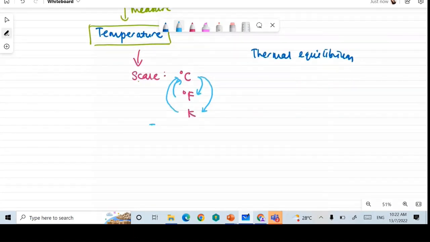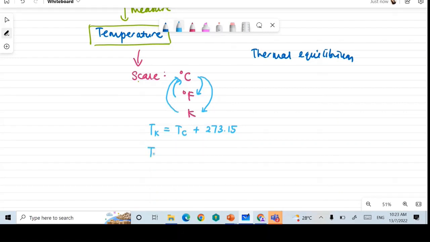We refer to this expression where the temperature in Kelvin is equal to the temperature in Celsius plus 273 or 273.15. Many students ask me, should I use 273 or 273.15? It depends on the constant value given. If the constant value is given as 273.15, then we use this. If it is given as 273, then we use 273. If the constant value is not given, we will accept both, don't worry.